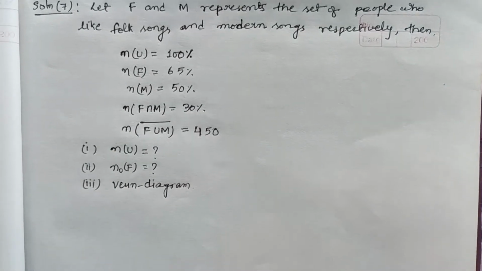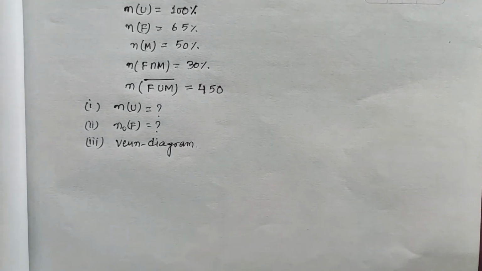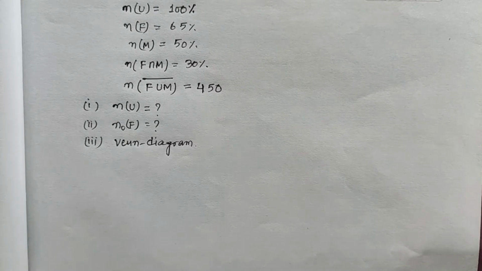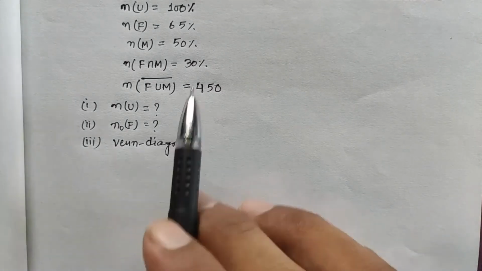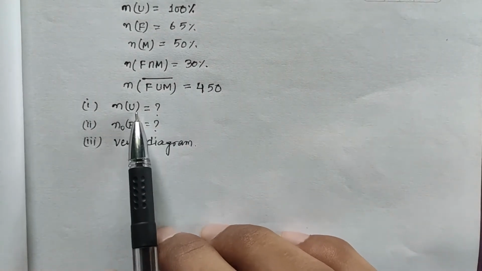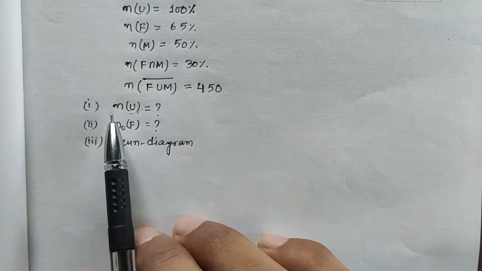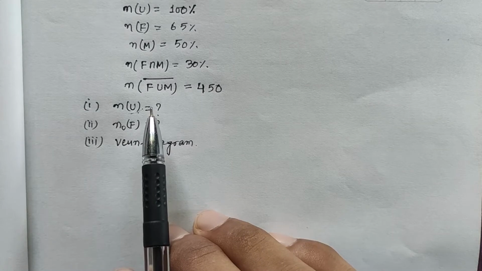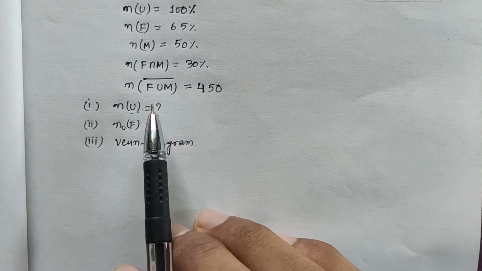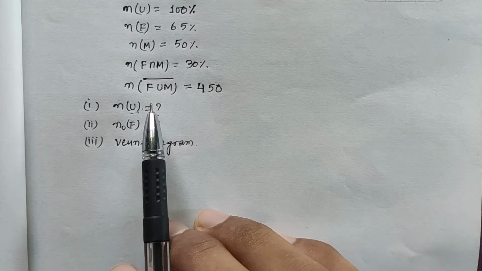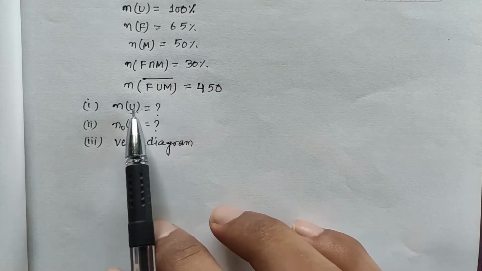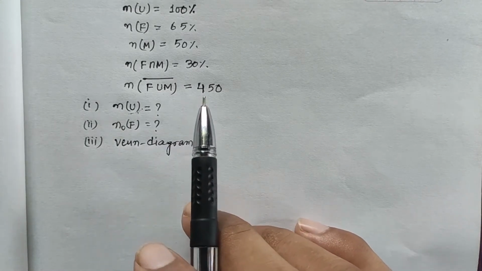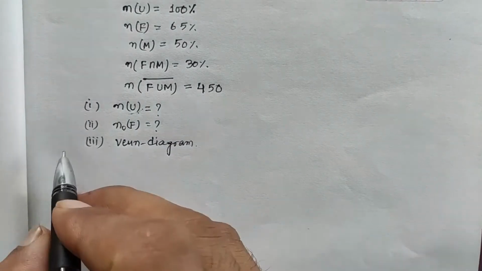Okay, so here what we have to do is, first we will find any universal set, we have to find the union and then we have to find the complement, then only we can get this NU. So let's find the union first.